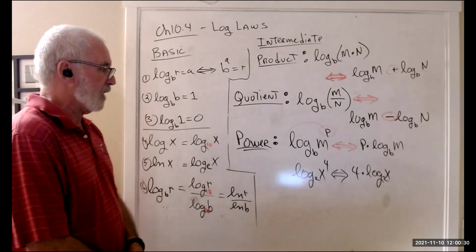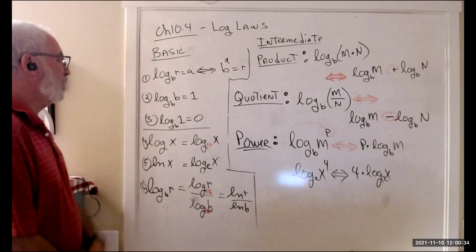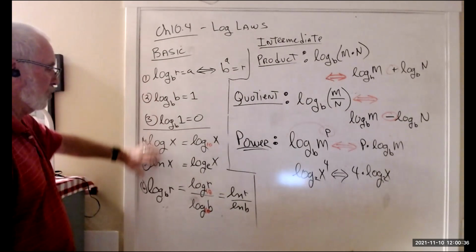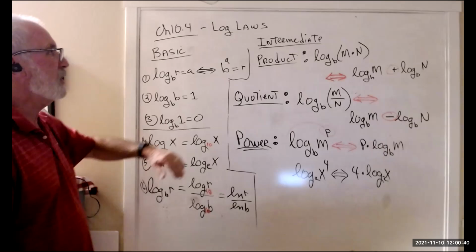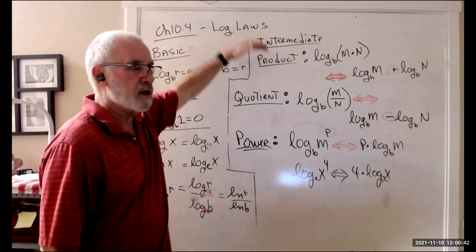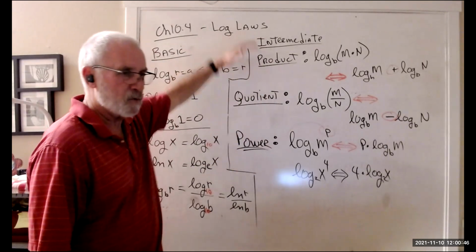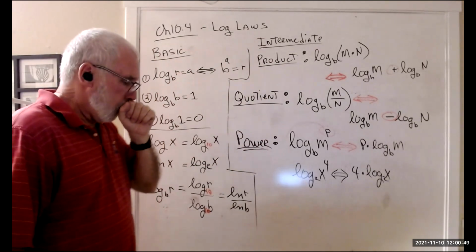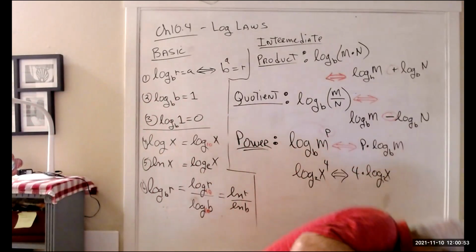Okay, I'll show you how I'm going to test them in just a second. So these are our basic rules here, and these are what I call the intermediate rules. These are the three that most people remember. And then the real question is, well, how am I going to use them?